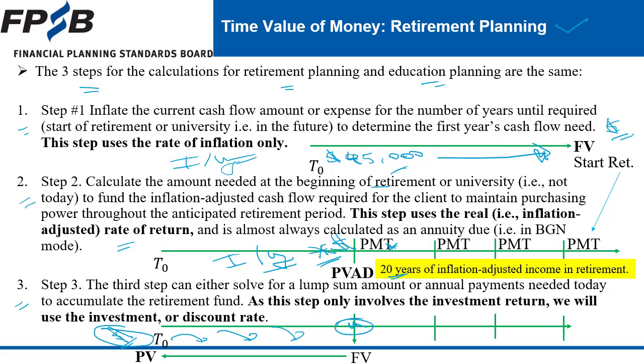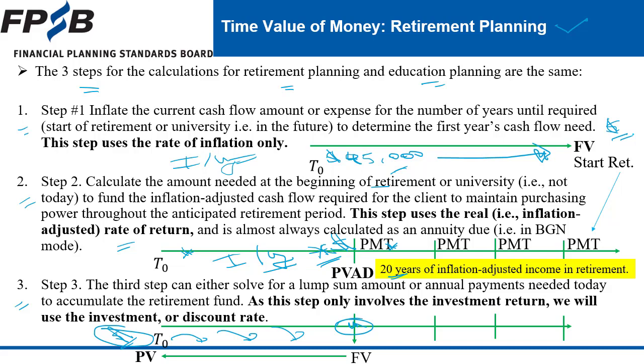Okay, so those are the 3 steps. Step number 1, inflate the current cash flow amount to when the retirement begins. Step number 2, that becomes your inflation adjusted payment that you're going to receive for the duration of retirement. The discount rate, we're going to use the real adjusted rate of return. And in step number 3, how much do we need today to invest to reach that target in the future?